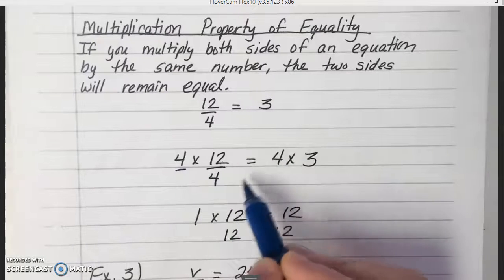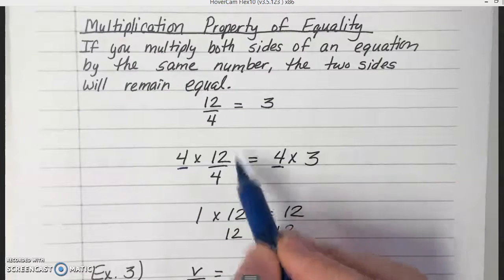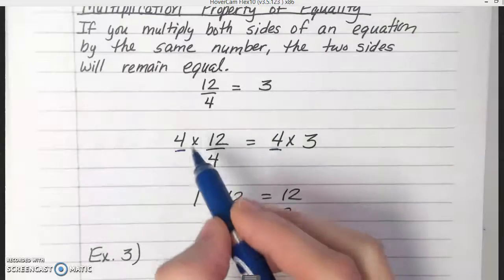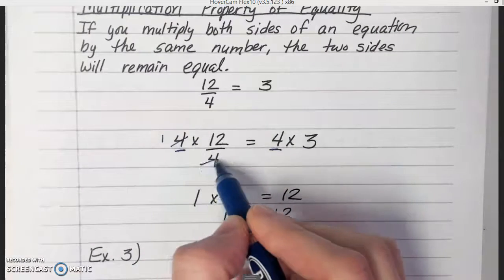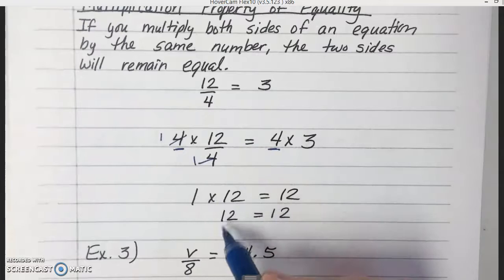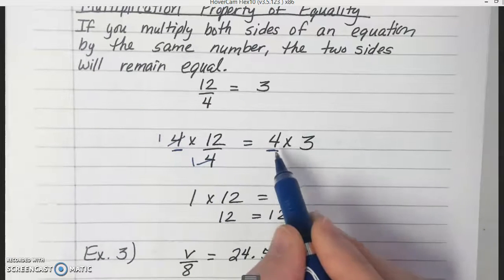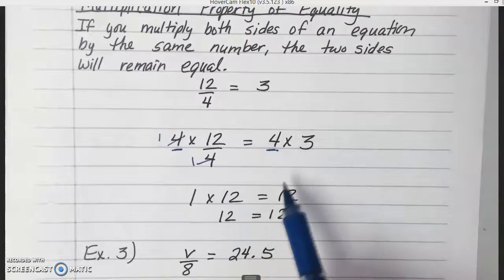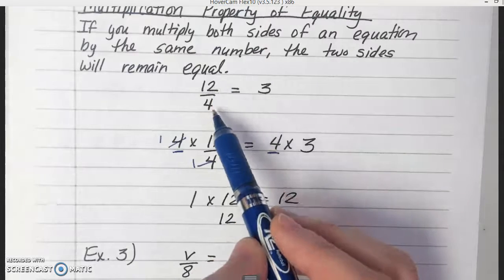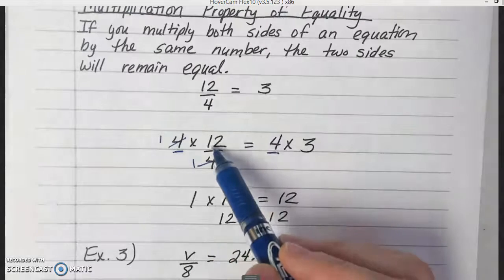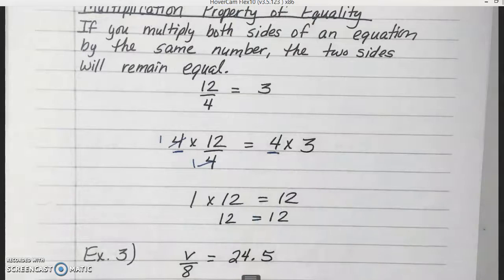So this is showing that I'm multiplying by 4. Here I'm multiplying by 4. So my 4's right here cancel out. So I have 1 times 12 is 12. And on this side, 4 times 3 is 12. So they're still equal. And up here, if we did 12 divided by 4, we'd get 3, right? So this is just good.